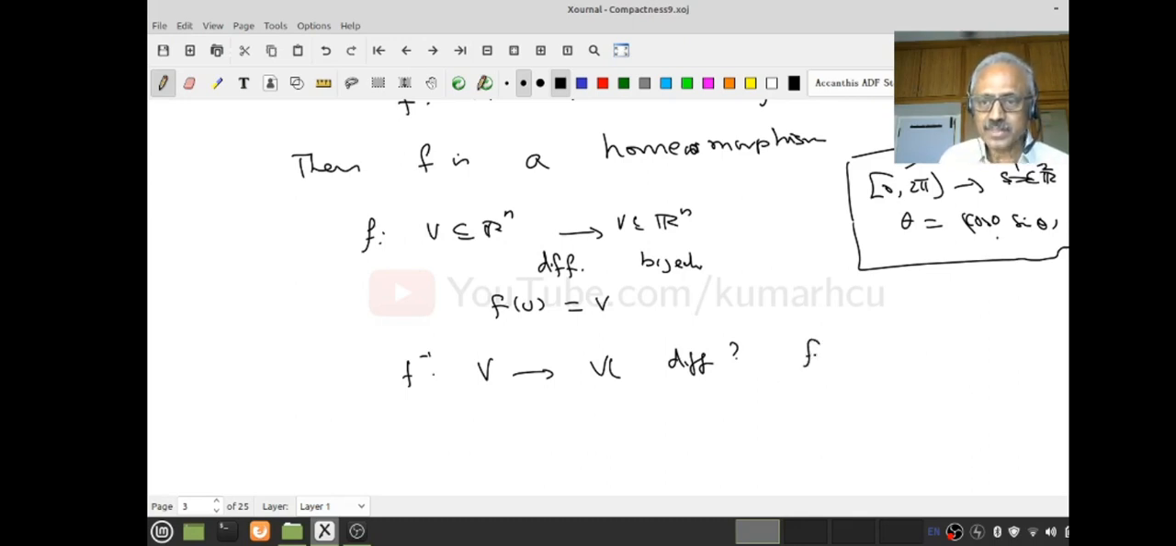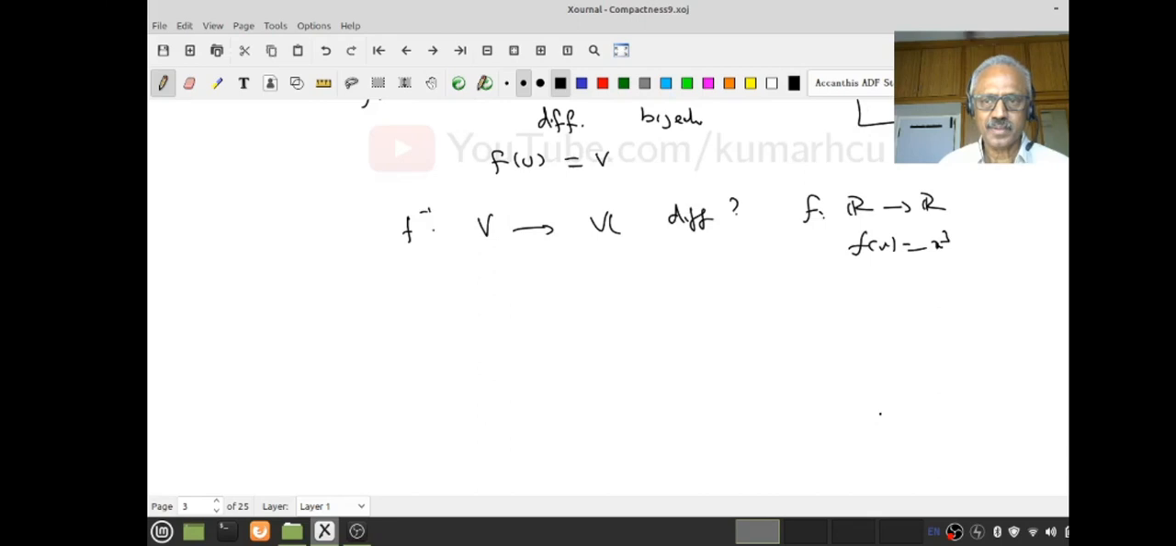For example, f from R to R, f of x equal to x cubed. This is a differentiable bijection, but f inverse is not a differentiable map at all. For example, it fails to be differentiable at zero. See, that's why I said it's going to be subtle. I don't teach only topology, I teach mathematics.